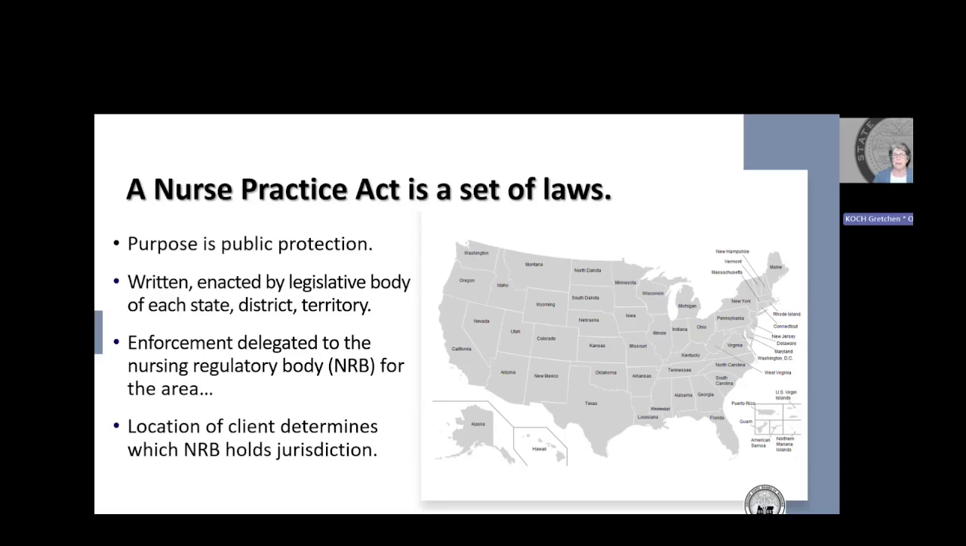A license issued by a nursing regulatory body is authorization to the license recipient to engage in the practice of nursing with people physically located within the NRB's jurisdiction. And this is why the location of the client, meaning the recipient of nursing services, at the time of their interaction with the nurse determines which NRB holds jurisdictional authority over the practice of nursing.